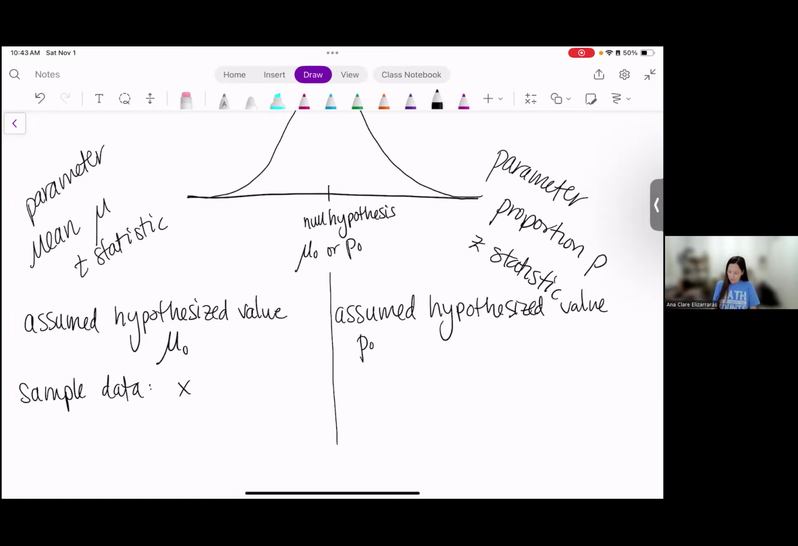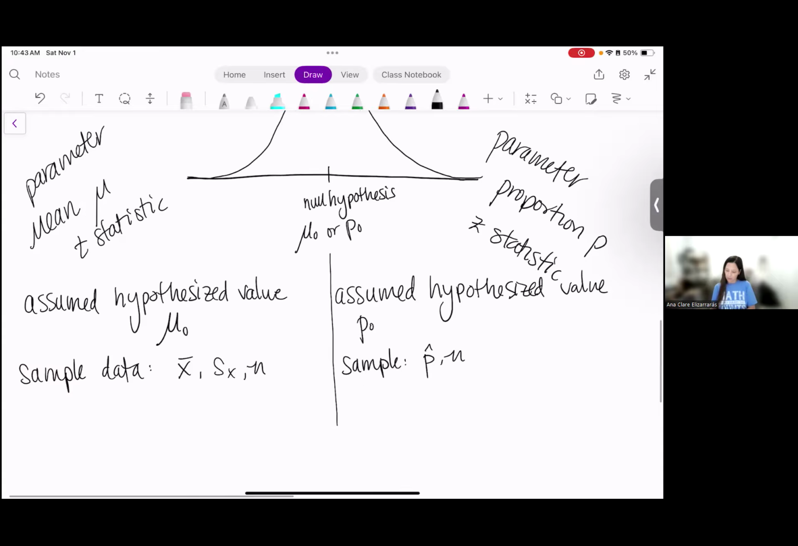has an average and it has a standard deviation if you're dealing with means. So this is the sample average and sample standard deviation. For a proportion, you have a sample proportion. We also have a sample size for both. So in your sample data, you either get the average and the standard deviation, or you get the proportion, depending on what type of problem you're dealing with.